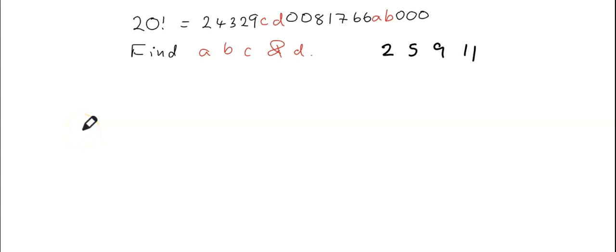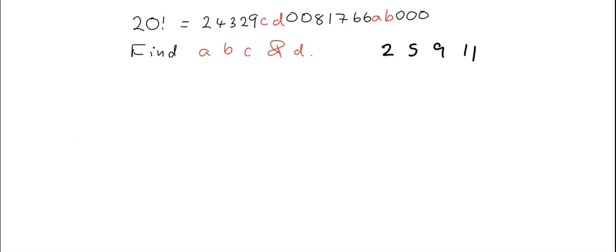This question is based on the British Mathematical Olympiad, Round 1, Question 1, 2002. We have the number 20 factorial here with 4 of its digits represented by A, B, C and D, and we have to identify these digits. We start by factorising and considering the key factors 2, 5, 9 and 11.